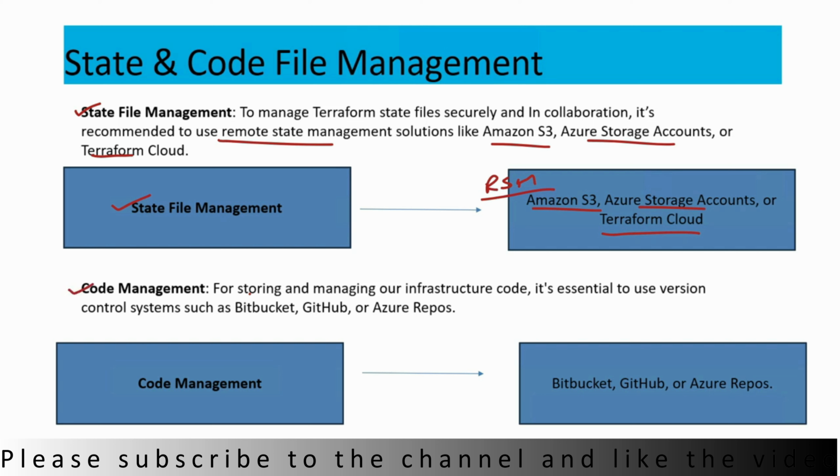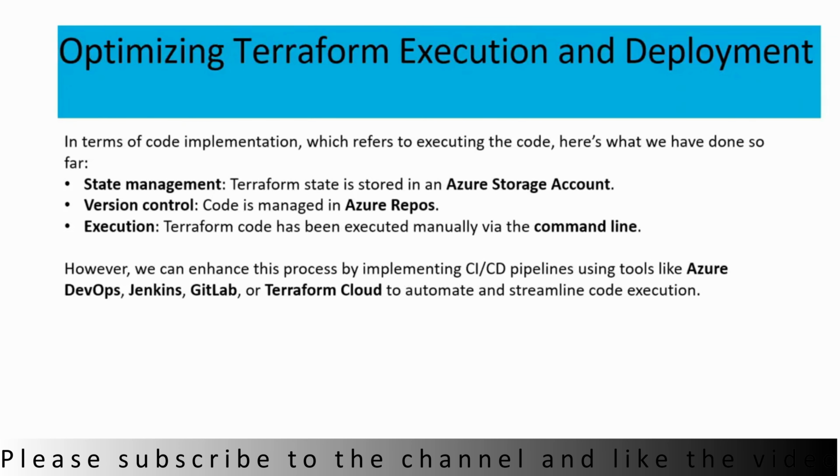Then the code management. For storing and managing our infrastructure code, it is essential to use version control systems such as Bitbucket, GitHub, or Azure Repos. We discussed code management in the last video. So the options we have are Bitbucket, GitHub, and Azure Repos.